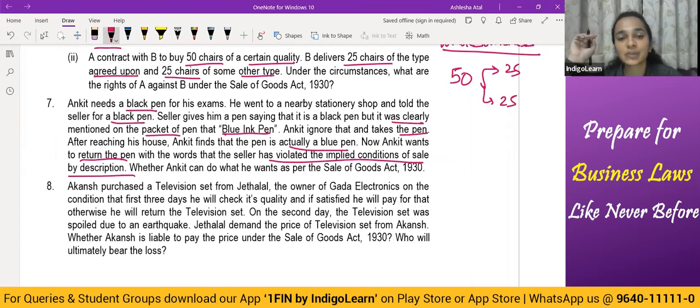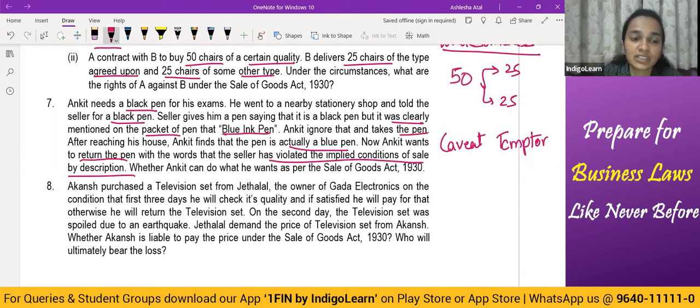So here in the situation, Ankit cannot resort to implied condition of sale by description. Rather, what will apply here is the doctrine of caveat emptor. It is the buyer's responsibility to make sure that the goods which he is purchasing are of good quality or are as per the description. It is not only the seller's responsibility, but it is also the buyer's responsibility to be aware. So here in the situation, applying the doctrine of caveat emptor, Ankit cannot return the pen.